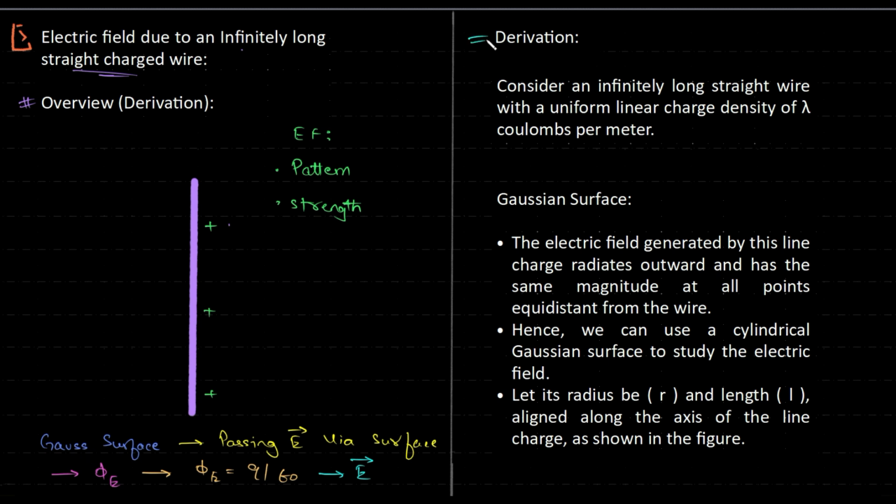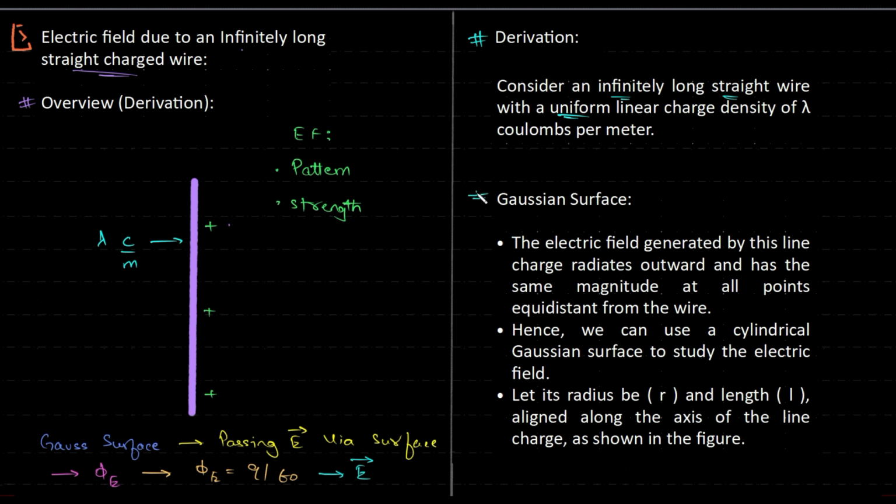Now, the derivation would start like this. We have to describe what kind of charges we are looking at. We're looking at an infinitely long straight wire, right? The straight wire has to be so. If it's bent, then the pattern will be different. With a uniform charge, meaning the density or the charge distribution is even throughout, in very simple language. Uniform means the charge distribution, in this case, is even.